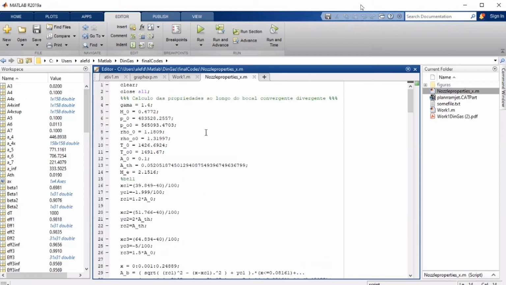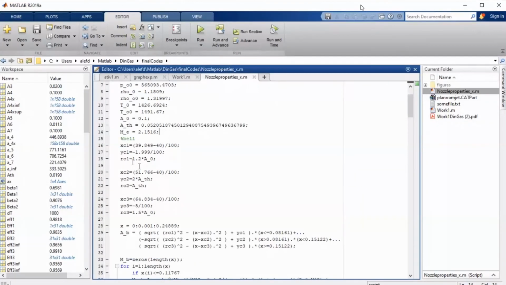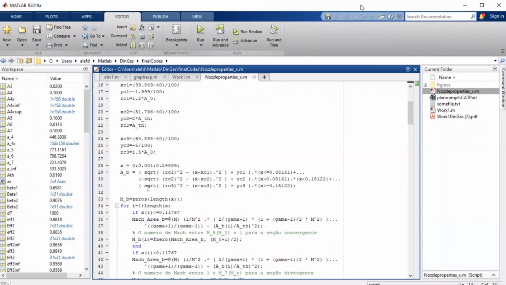So, here is the code I made. There are the parameters at the inlet. They are necessary. I made a function. I didn't really know how to export the points from the CAD model, so I just made a function of the area. Yeah, it's three arcs, as can be seen.